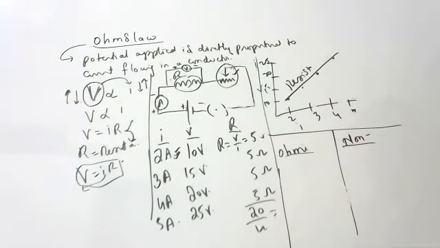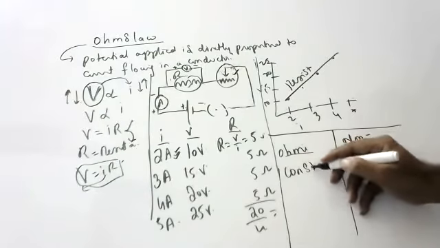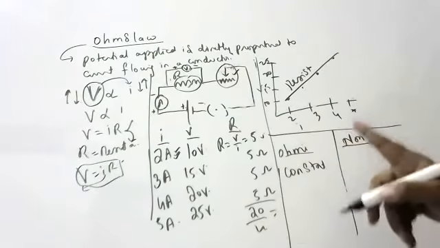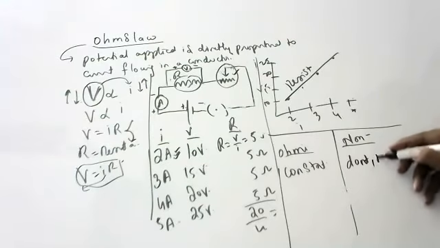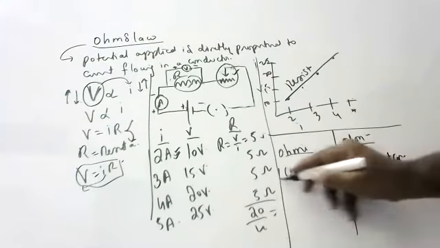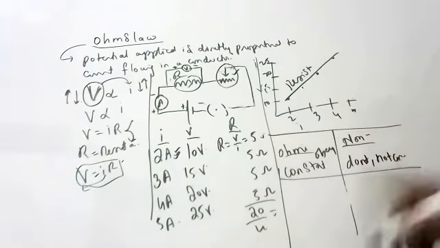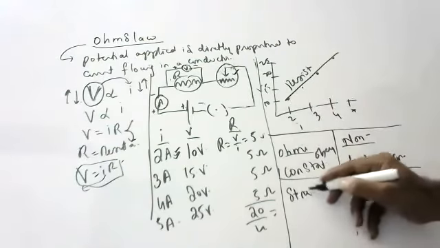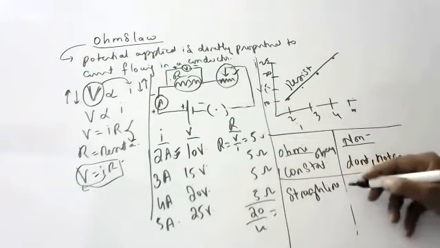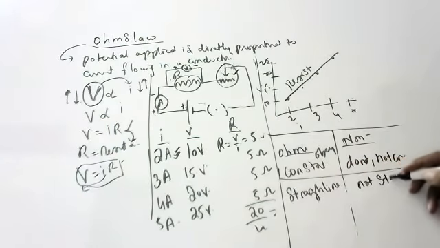Ohmic conductors obey Ohm's law, so V by I is constant. Non-ohmic conductors do not obey Ohm's law, so V by I is not constant. For ohmic conductors, the graph is a straight line. For non-ohmic conductors you will not get a straight line, because they are not obeying Ohm's law, children.